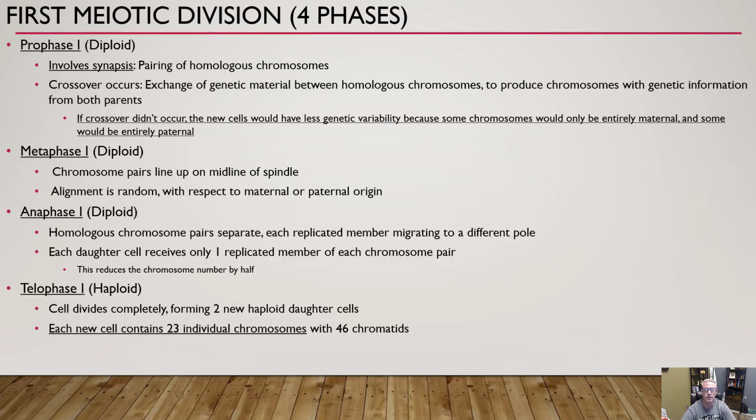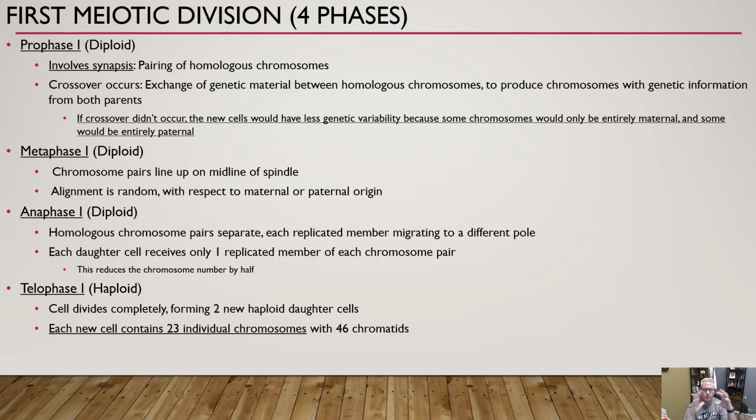So in meiosis 1, we're still going to follow the same pathway that we did for mitosis: prophase, metaphase, anaphase, telophase. And you do need to know these stages in order. So in meiosis 1, what we see during prophase is that the homologous chromosomes pair up, and that involves synapsis.